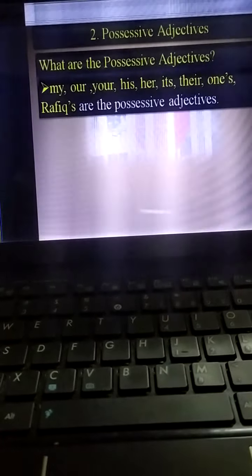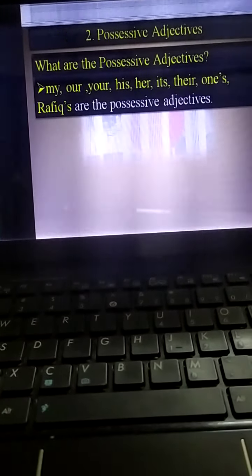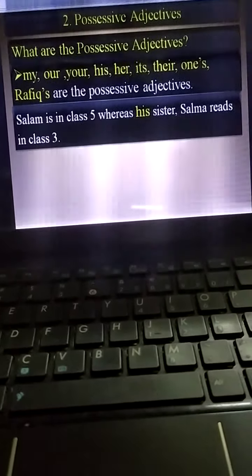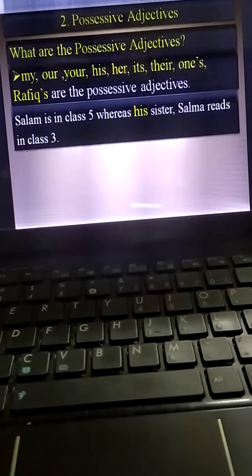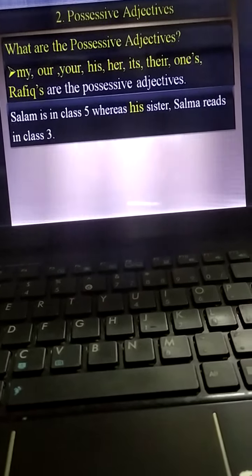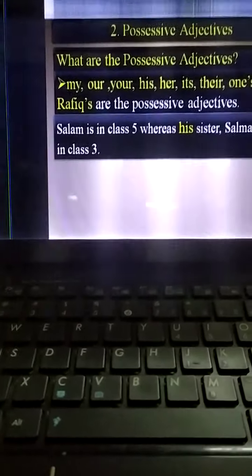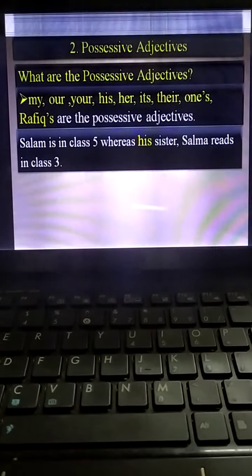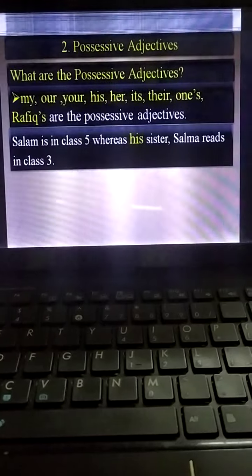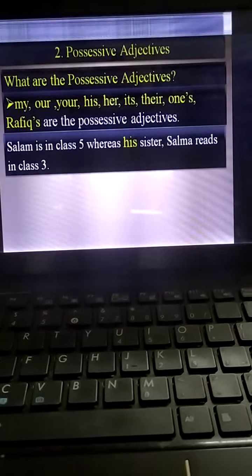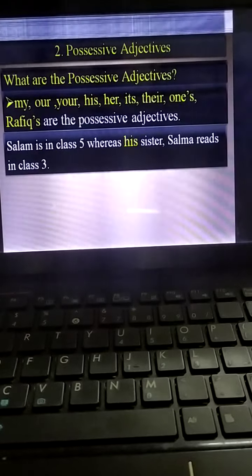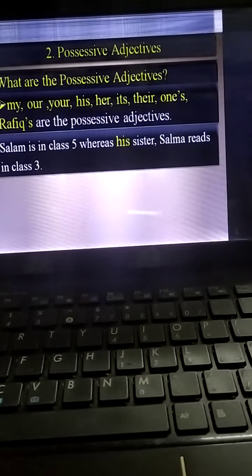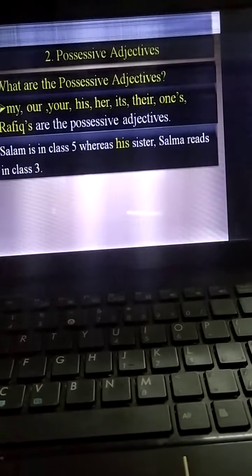These possessive adjectives are used in grammar. Now, look at the example. Salam is in class 5, whereas his sister Salma reads in class 3. Now, they are adjectives. You have to remember they are adjectives. The word his is used before the word sister, and his modifies the word sister. It is not a pronoun.